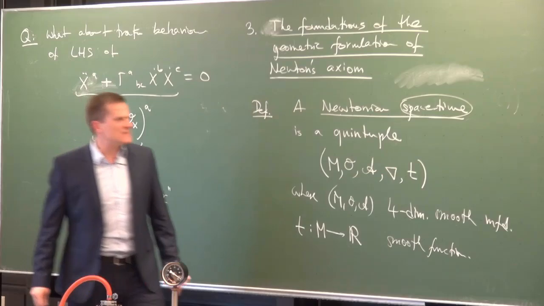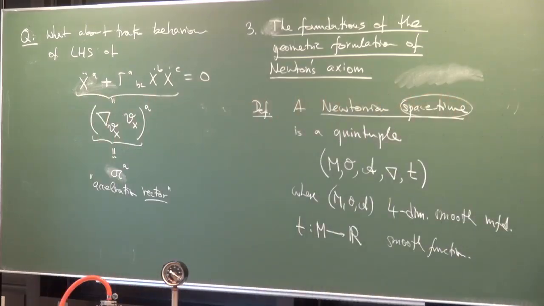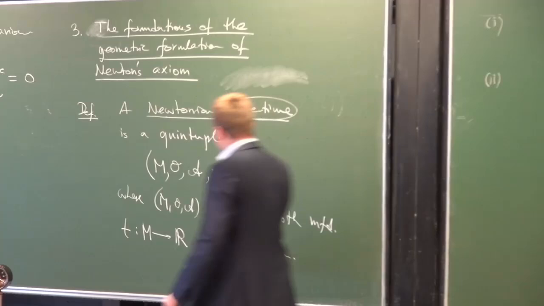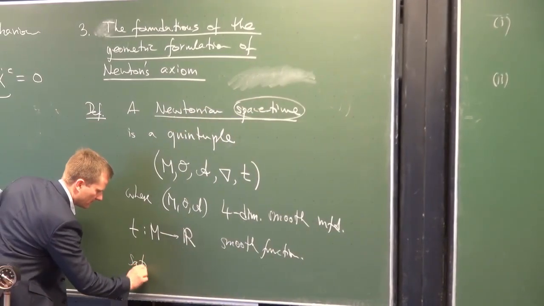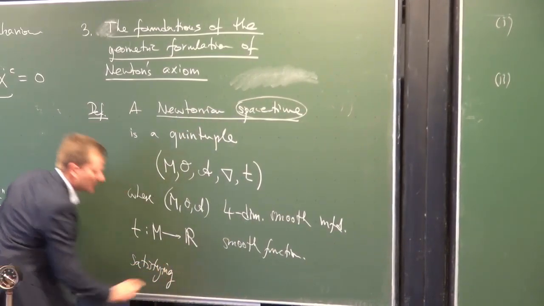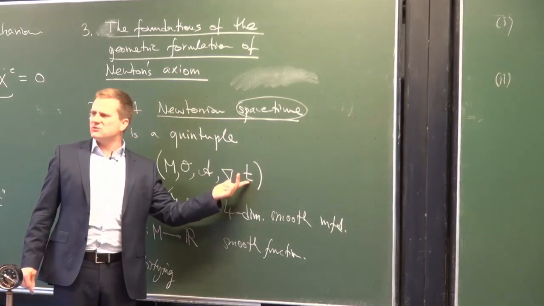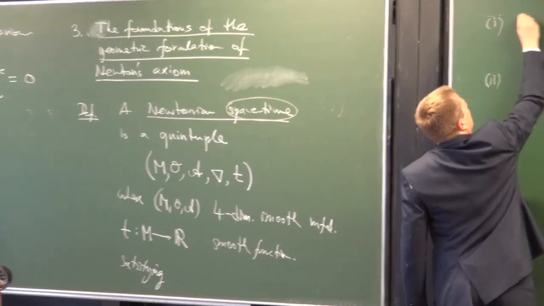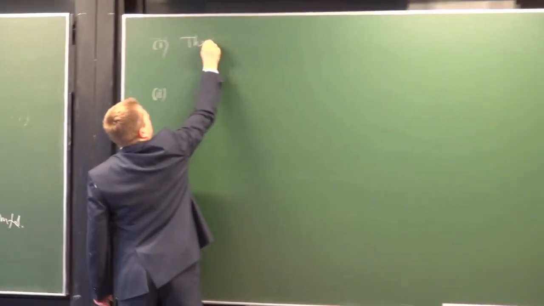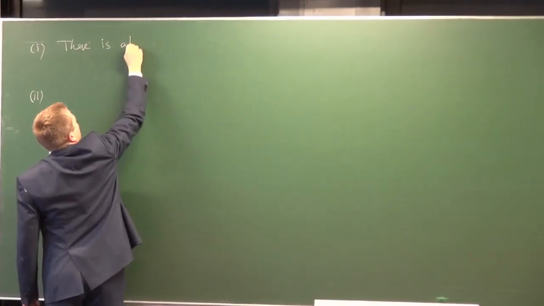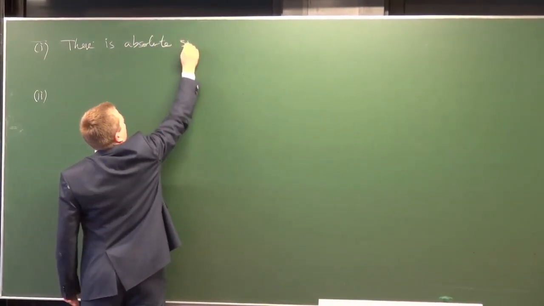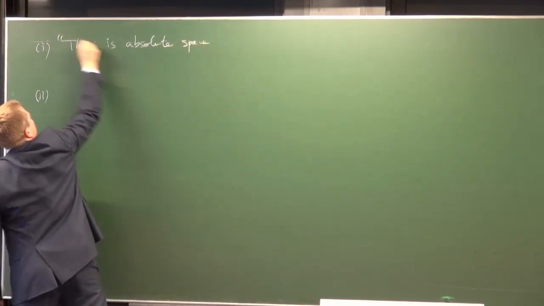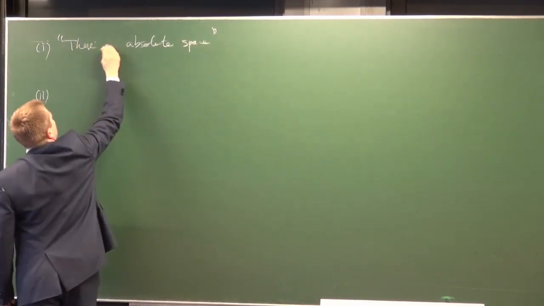And Newton says things. He says two things which we convert into axioms, into requirements, I should say, satisfying which we convert into axioms for these two structures. One thing Newton says is that there is absolute space. That's what Newton says. There is an absolute space.